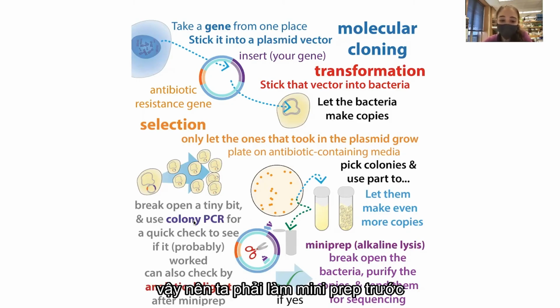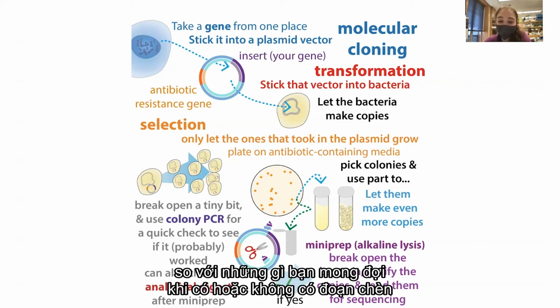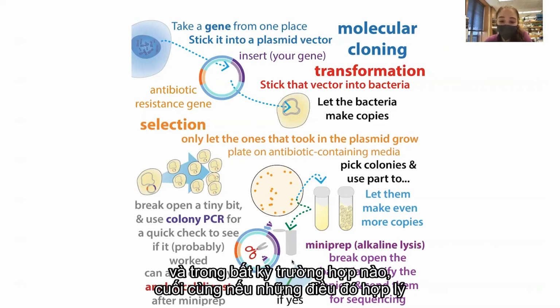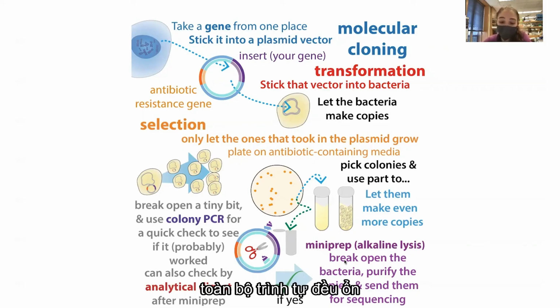But the analytical digest and colony PCR can both give you an idea about whether you have an insert in there, whether the insert is about the right size, if you use a gel to separate the pieces and see what size they are, and if it makes sense with what you would expect if it did or didn't have the insert. And then in any case, if those pan out, you'll want to send it to sequencing to make sure that the sequence is all okay.